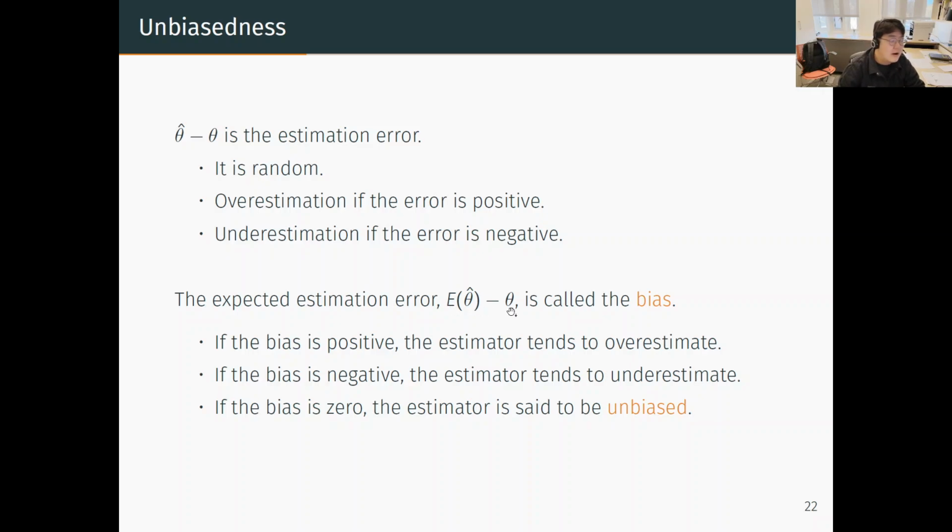If it's not 0, we call this the bias of the estimation. If the bias is positive, that means overall the positive side dominates the negative side, so it tends to overestimate. In the other case, if the bias is negative, that means the estimator tends to underestimate the true parameter. So neither is good. What we hope is the bias to be zero, and then we say the estimator is unbiased, right? This is pretty much the minimum criterion we would like our estimator to have, right?